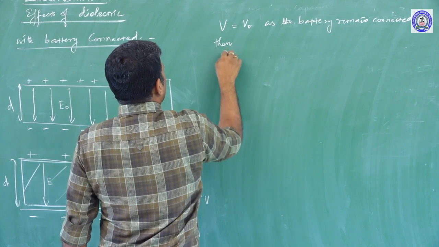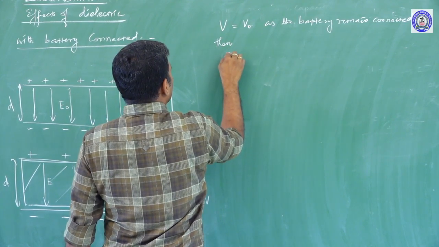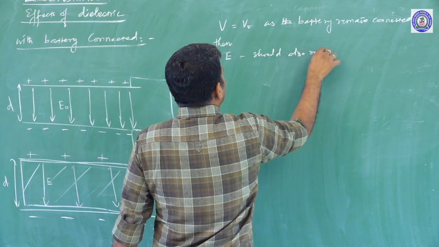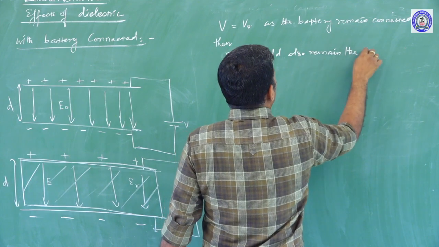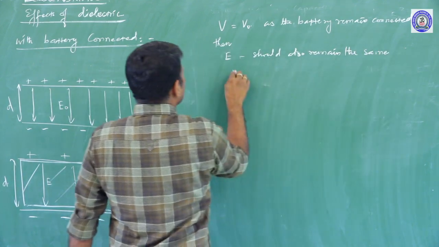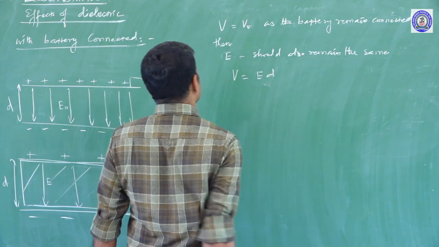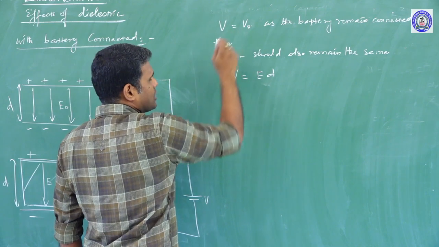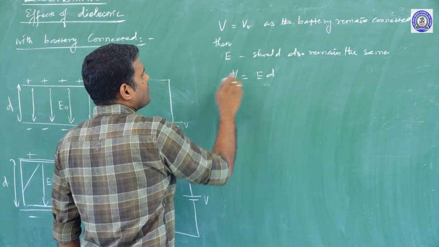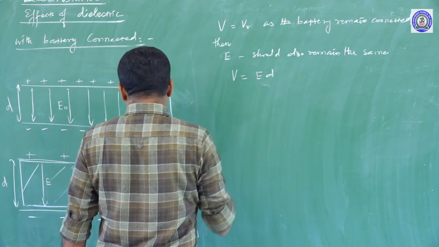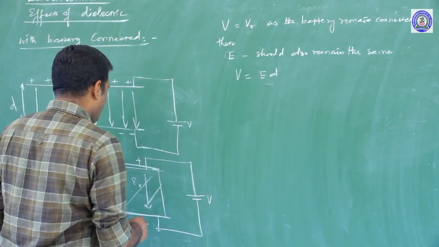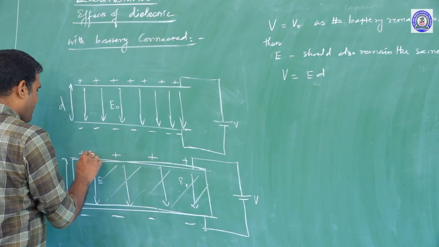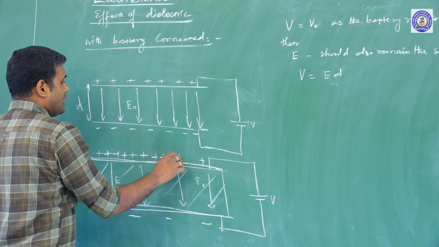then the electric field should also remain the same. Reason is very simple, V equals E into d. As the potential is V naught, potential remains constant. The electric field also should remain constant. So in order to bring the electric field to a constant, the charges are supplied by the battery to the plates of the parallel plate capacitor in order to increase the electric field.